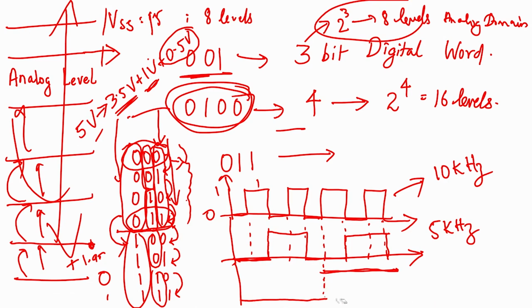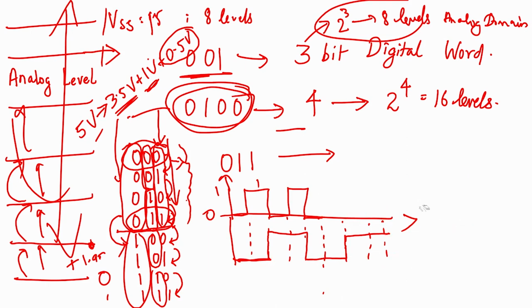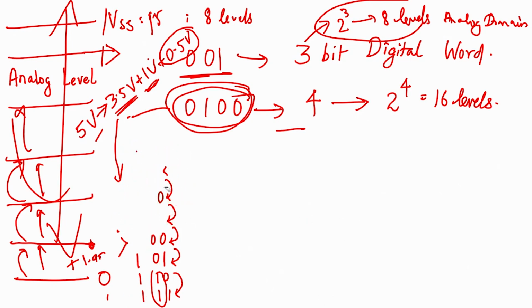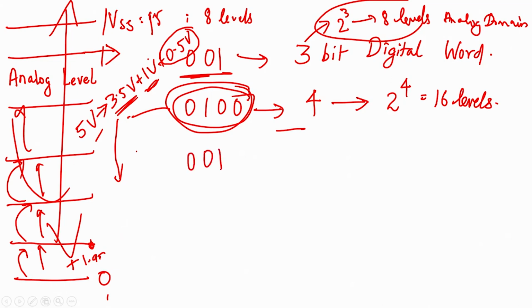Now, I think you are almost getting it, why each one is called least significant bit and the other is called most significant bit. So, because of this we understood that if it is a 3 bit digital word, you will have 2 raised to 3 different levels, correct.